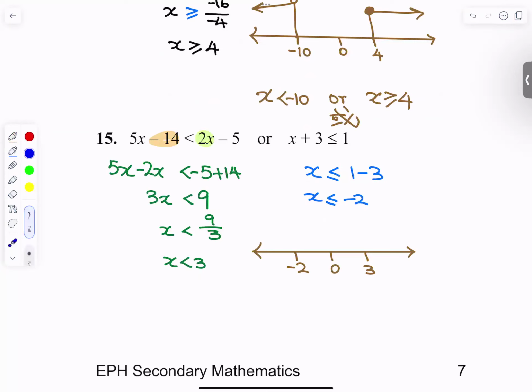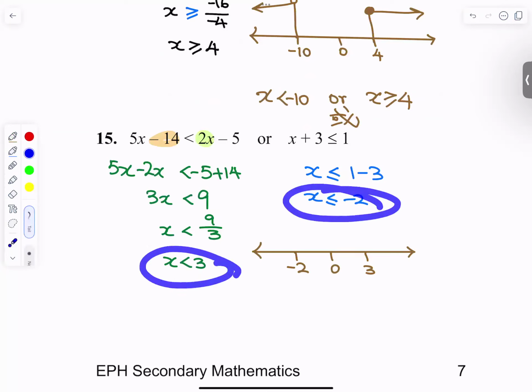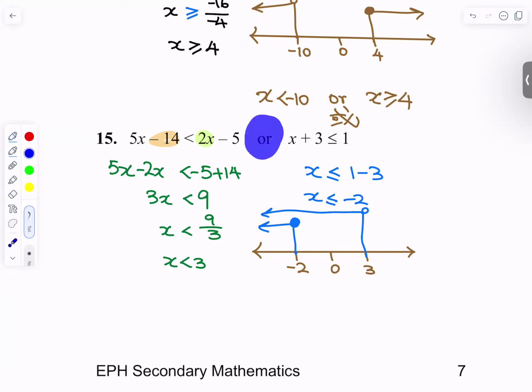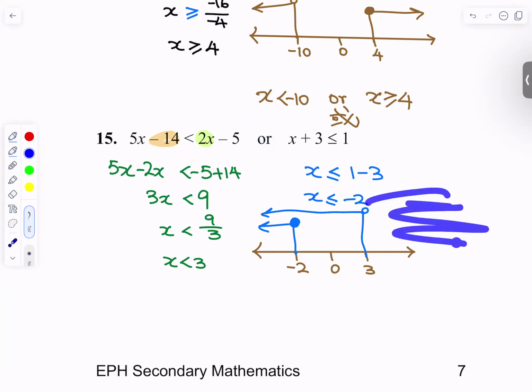X is less than 3. X is less than -2 as well. So both of them going to the left side. Why am I blackening the -2 one? Because there is an equal sign. Now check again. Where are the parts that has at least one choice? Do I have at least one on this side? So that won't be the answer.